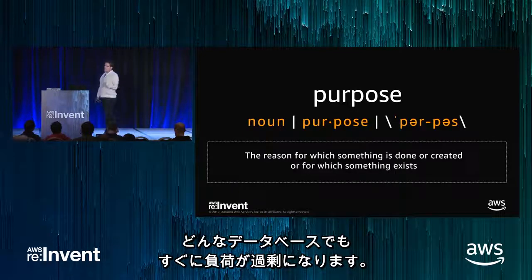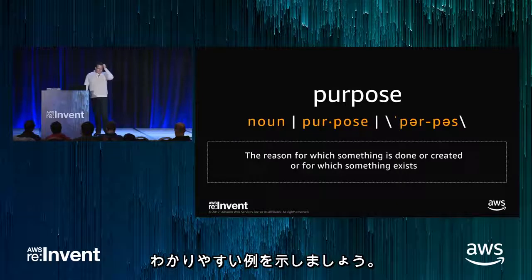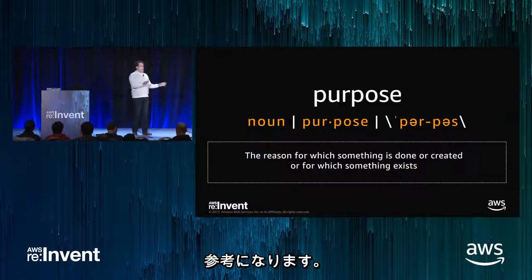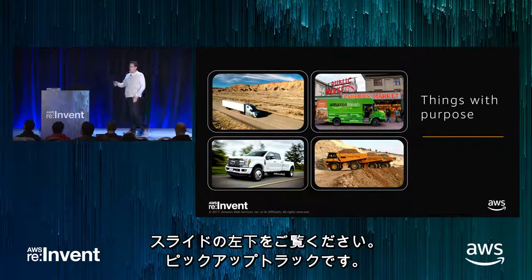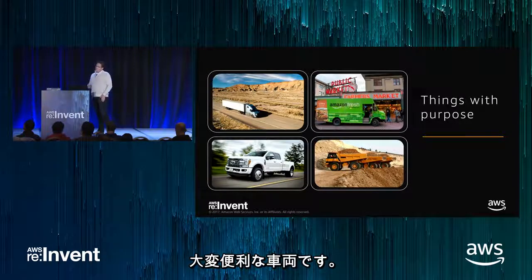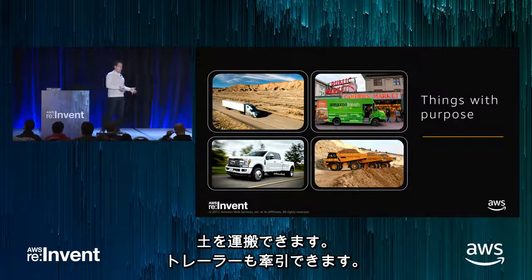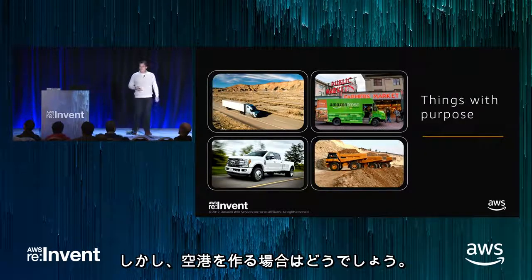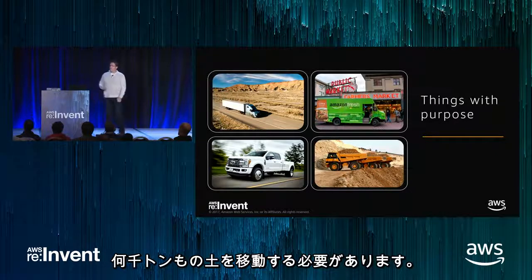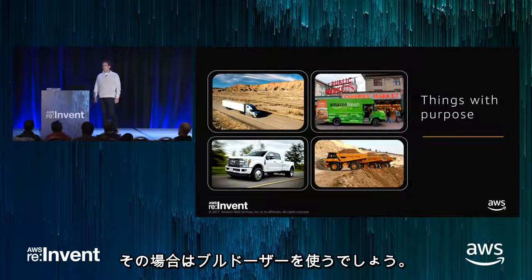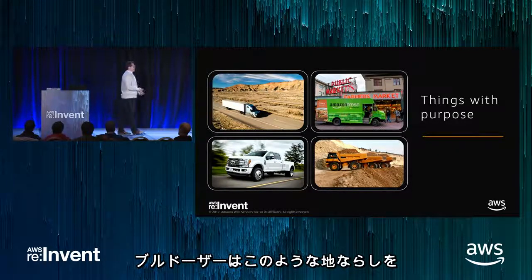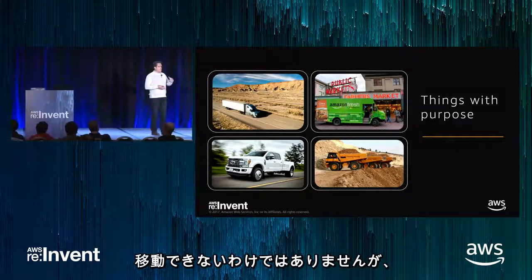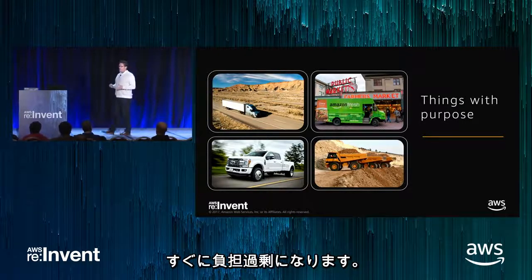It's pretty easy to overburden any database. So I'm going to show you this analogy I share with folks, just to frame up how to think about different databases. Over in the lower left corner, a pickup truck is a great utility. I can move dirt with it, I can pull a trailer, I can put passengers in it, and it does that very well. But if we were going to build an airport and we needed to move thousands of tons of dirt, we would employ an earth mover, because an earth mover's purpose is to move thousands of tons of dirt efficiently. We could elect to use a pickup truck to move thousands of tons of dirt, but we'd probably overburden that pickup truck in a hurry.